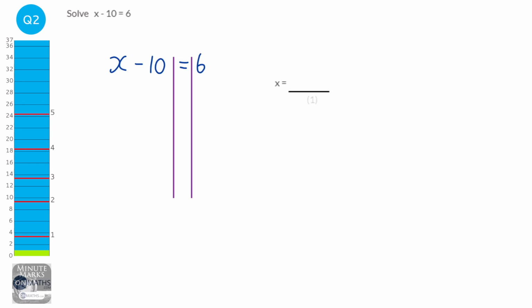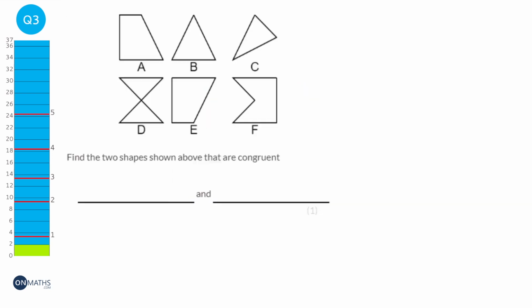So what is the opposite of take away 10? Well, that's going to be +10. But you can't just do that to the left-hand side. You have to do the same thing to the right-hand side. So on the left-hand side now, we're left with just x because we've got rid of that take away 10. And on the right-hand side, we do 6 plus 10, which is 16. So our solution is x equals 16.